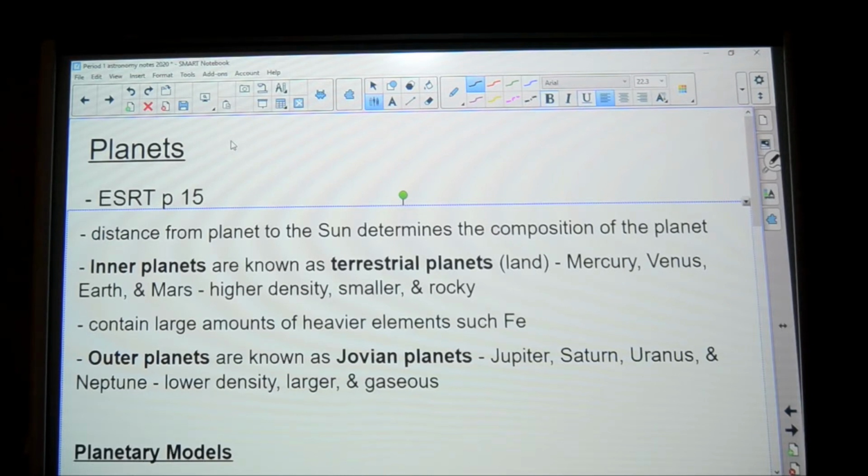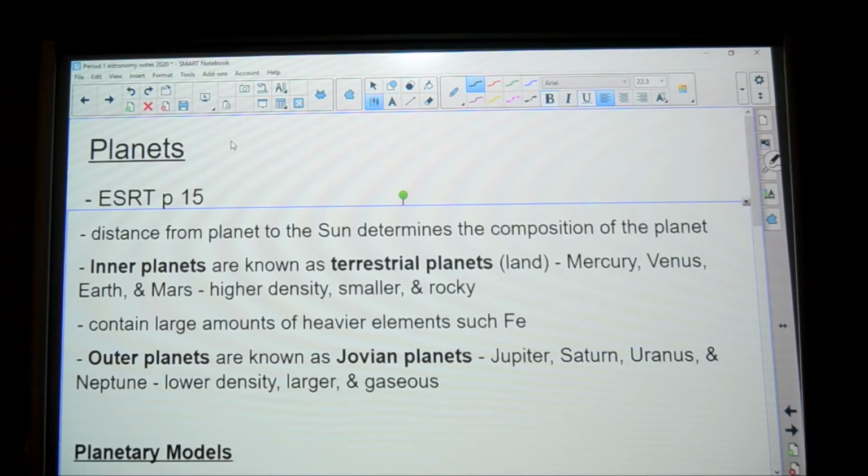If you look at those, you'll notice that their equatorial diameter are relatively small. If you look at the last column of density, those have a higher density. They're terrestrial, that means land.